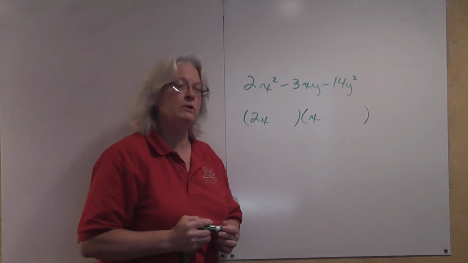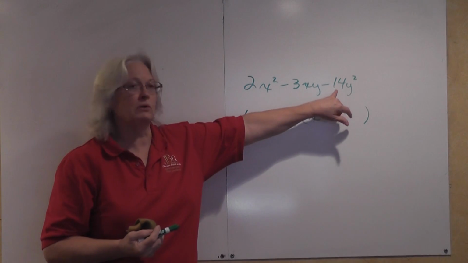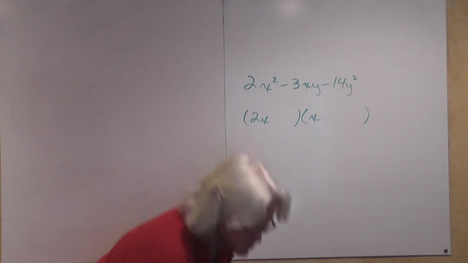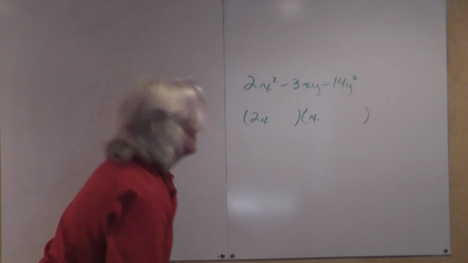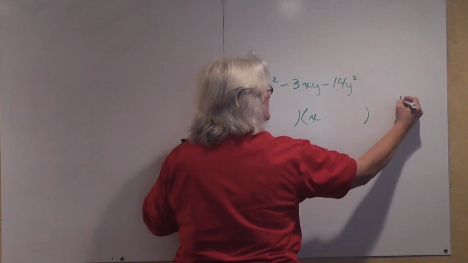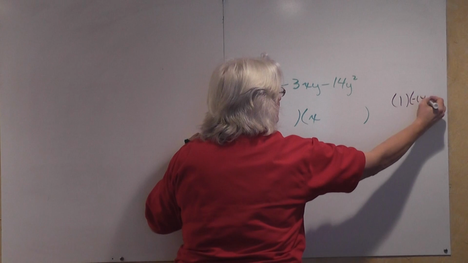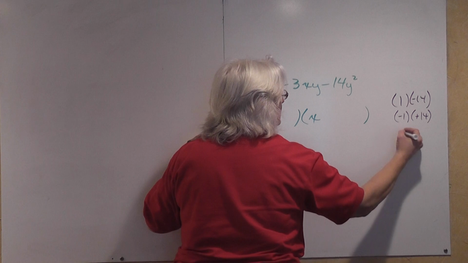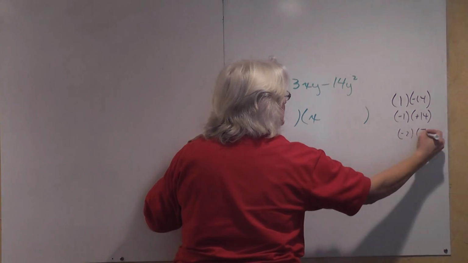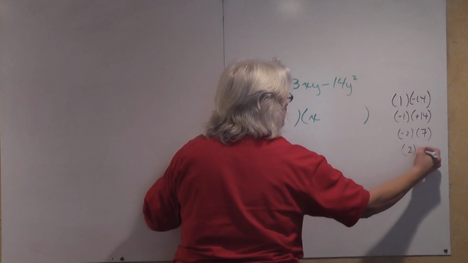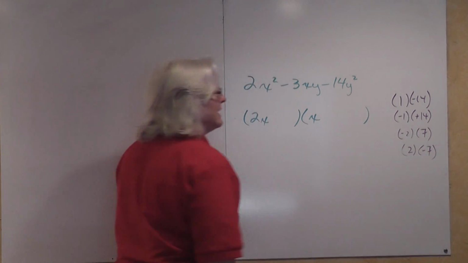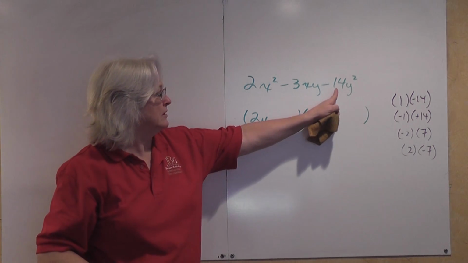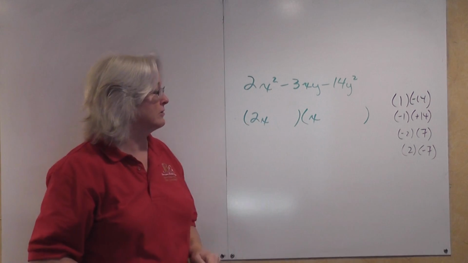Now, what's the next thing that we do? We have to factor our negative 14. What possible combination of factors do we have? Positive 1, negative 14, negative 1, positive 14, negative 2, positive 7, positive 2, negative 7. Those are the ways in which you can have negative 14 factored.